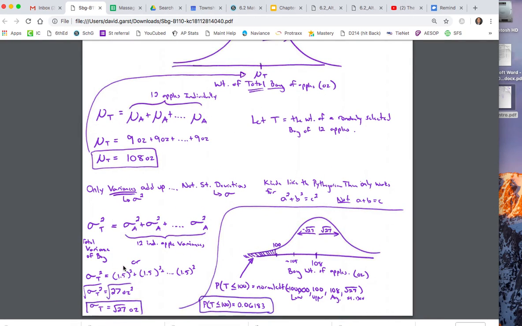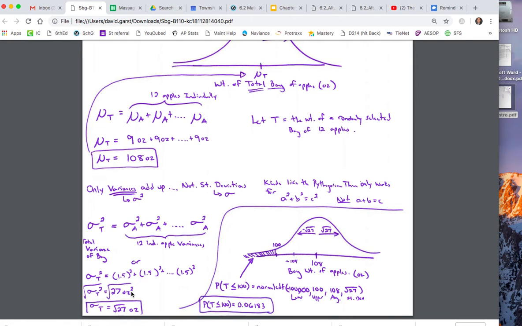We're going to put in the variance of one apple as 1.5 squared, because variance is the standard deviation squared. So if we did 1.5 squared plus 1.5 squared plus 1.5 squared, etc., we would have 12 of these 1.5 squareds, 12 of these variances. If you did that on your calculator, 12 of these 1.5 squareds should give you 27. You should try it on your calculator to get that. And that's what the variance is, 27 ounces squared.